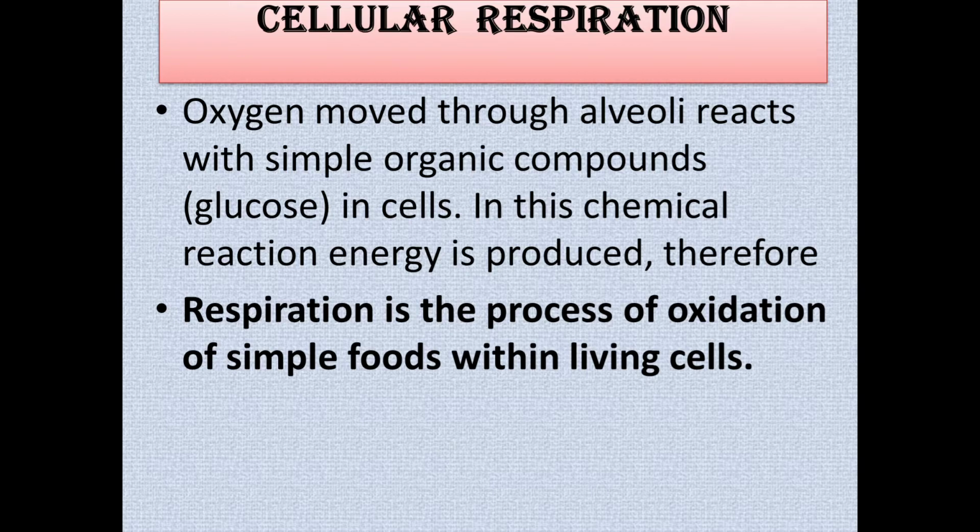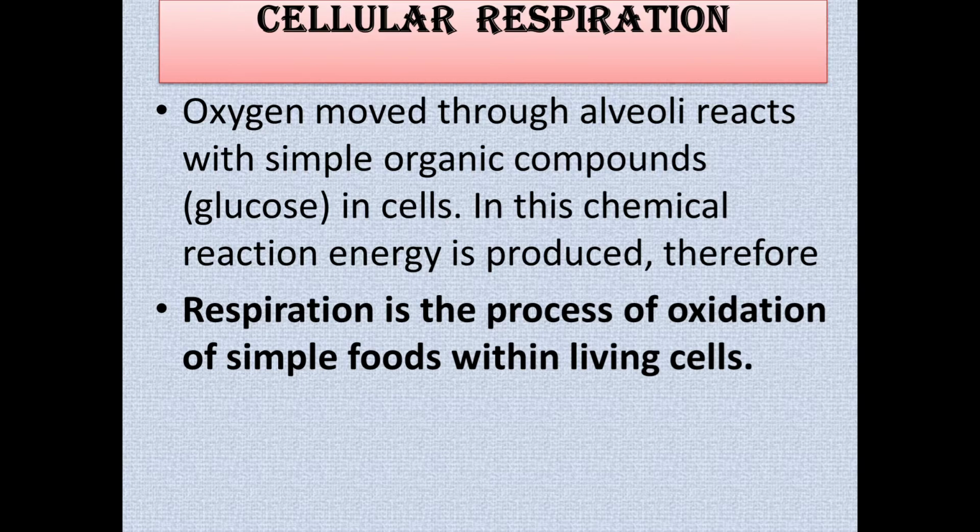Oxygen moved through the respiratory tract into the blood is transported up to the cells, and then the oxygen diffuses into the cells. This oxygen is utilized for producing energy within the cells. Cellular respiration is the process of oxidation of simple food within the living cells.